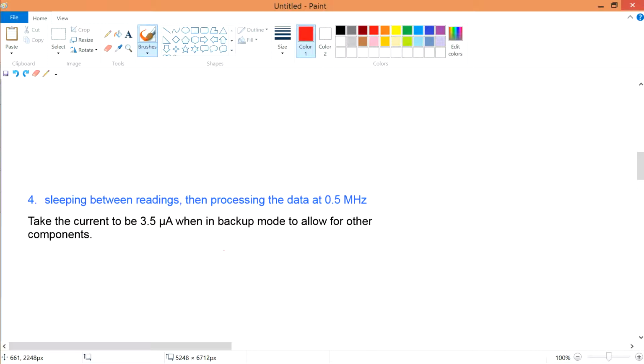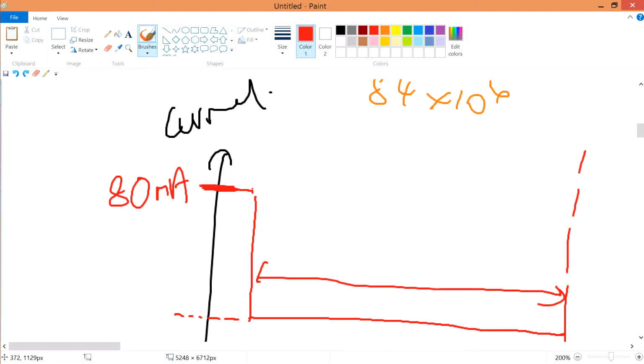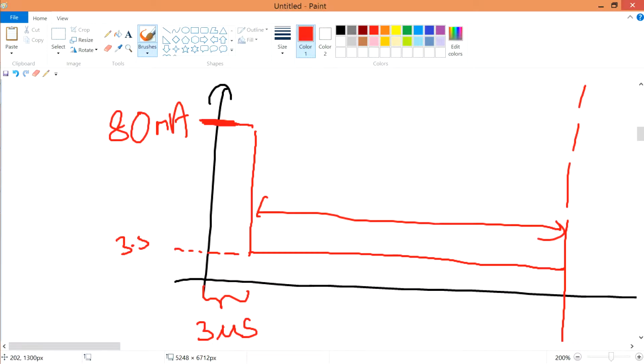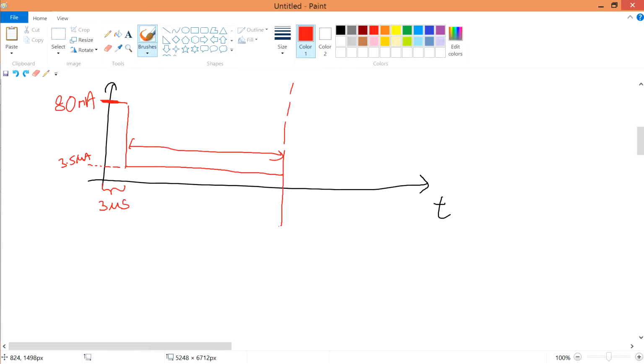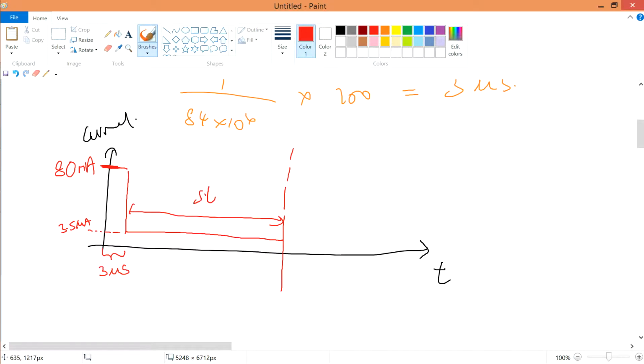What they say is to take the current to be 3.5 microampere when in backup mode to allow for other components. The backup mode means the sleeping mode, I would say. So 3.5 microampere is over here. It's very exaggerated because this is milli, this is micro. I purposely draw it this thick so that you can see properly. So this whole length is when you're sleeping, and this whole thing over here is your 1 second.